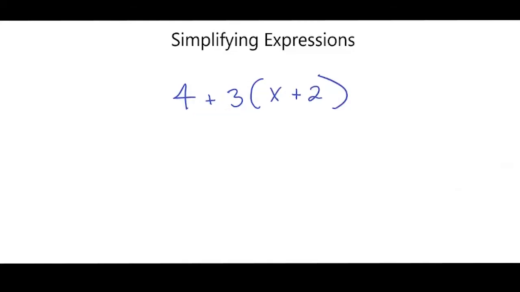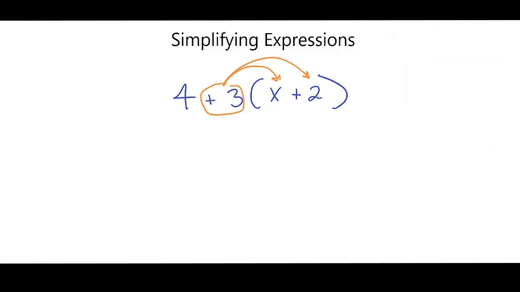Well, let's say we have an expression that looks like this. 4 plus 3 times x plus 2 in parentheses. Well, my first step is going to be to do the distributive property where I can. So here I have a plus 3. So I'm going to multiply that plus 3 by everything inside of the parentheses.